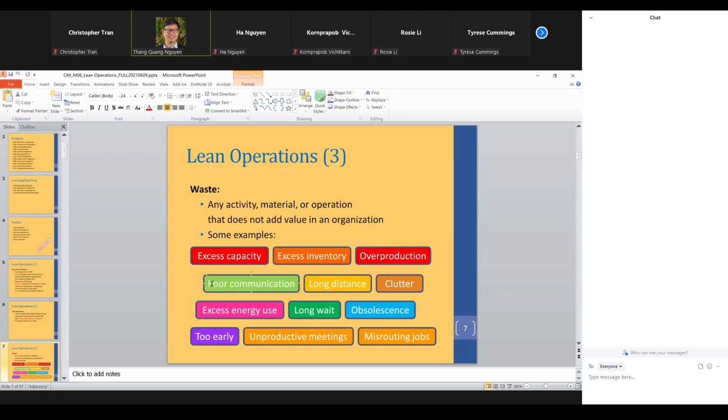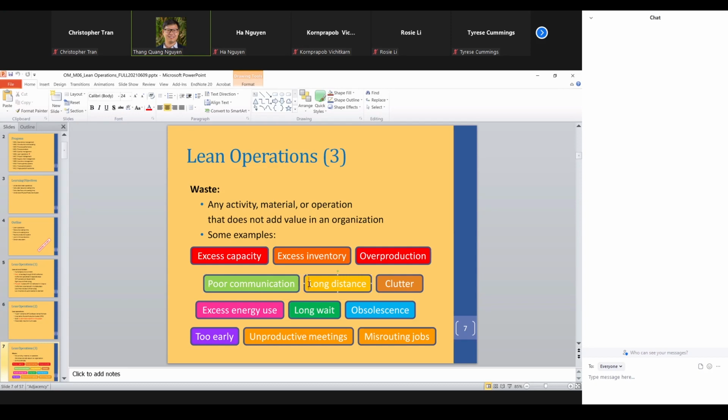Poor communication is another form of waste. For example, if we send out an email with the wrong information, right, or something not clear, then you have to resend another email to explain what is going on. People shoot emails back to ask for clarification, for confirmation, right? Then it is a waste of time for everybody. So that's another source of waste, right?